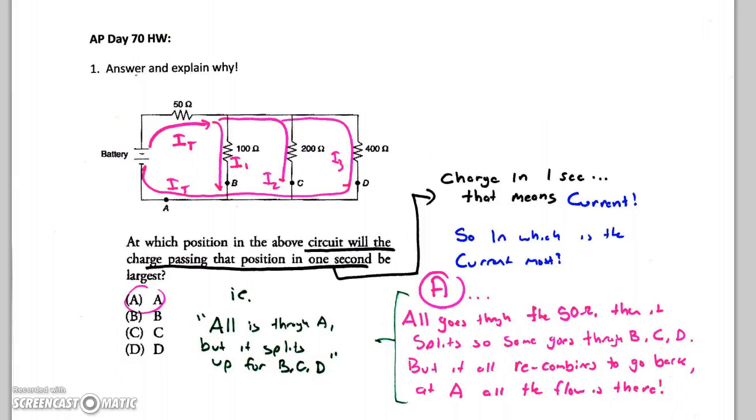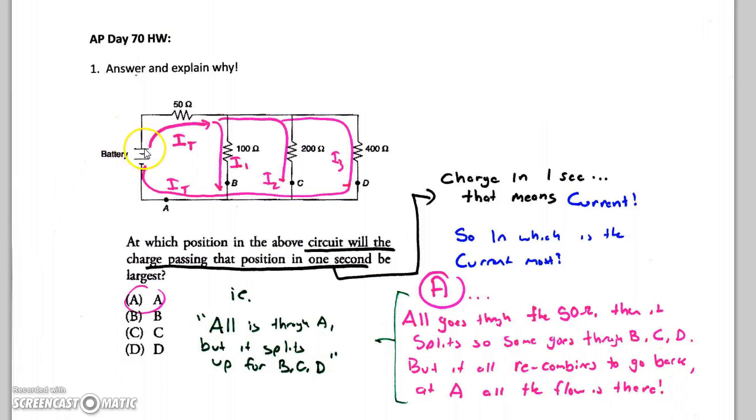Look at number 1. In this situation we ask, at what position in the above circuit will the charge passing that position in 1 second be the largest? Now you know that charge in a certain amount of time is called current. So this question is really asking which points have the most current?